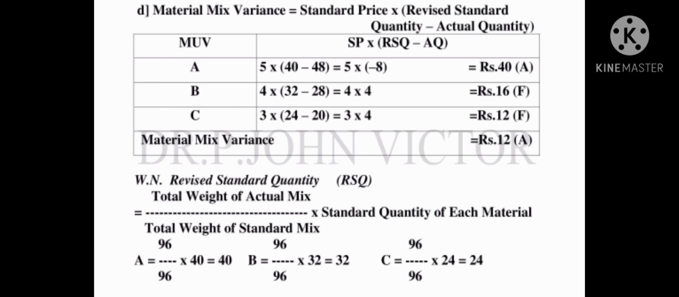Now the material mix variance: product A is 40 rupees adverse, and products B and C are both favor. So add the favor values, 16 plus 12, 28. So 40 minus 28 is 12. So 12 is the adverse value. The final total value is also adverse because it is the higher value. So this is the way to prepare the material mix variance. Please take a minute to go through it.